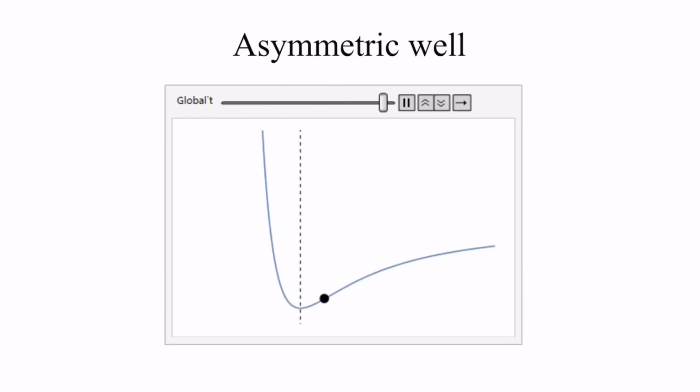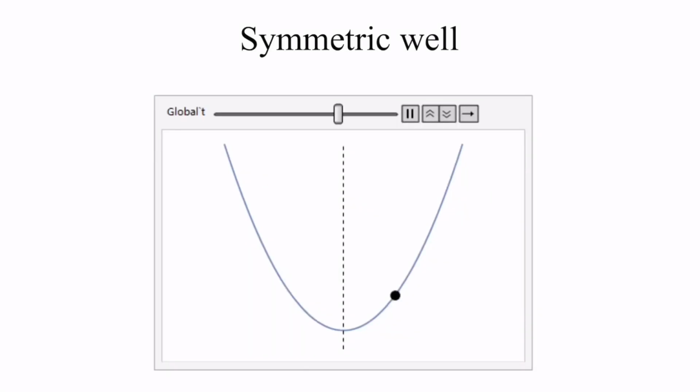From this, we can see that the reason why the explanation from before does not work is that it assumes the potential well to be symmetric.